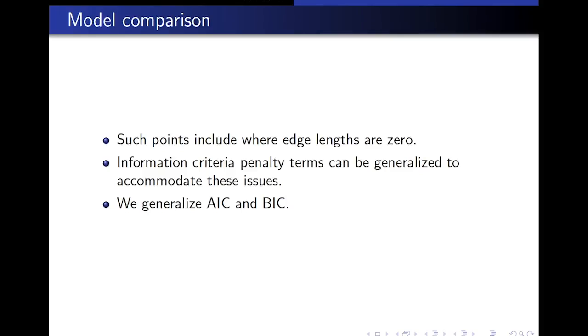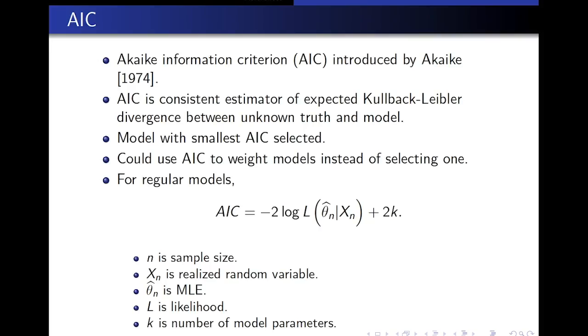We need to generalize our information criteria to allow for singularities and boundaries by generalizing the penalty terms. And here we're going to generalize the AIC and the BIC. The Akaike information criteria, or AIC, is one of the most widely used information criteria. It seeks to find the candidate model with the smallest expected Kullback-Leibler divergence from the unknown truth. The Kullback-Leibler divergence is a measure of how close two probability distributions are to each other.